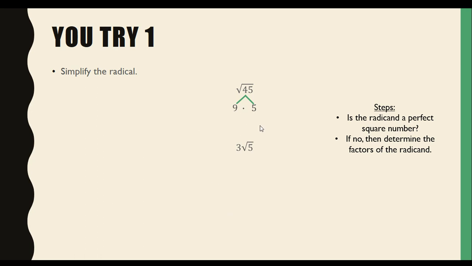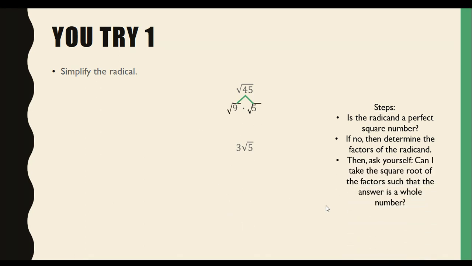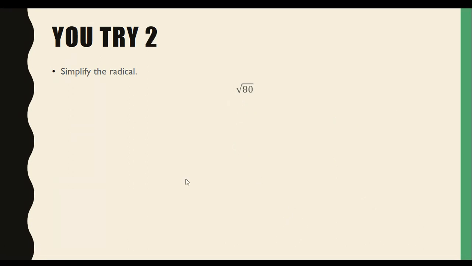So if I went with 9 and 5, I would take the square root of these. Are those answers whole numbers? Well, yeah, the square root of 9 is 3, but 5, this radicand is prime, so I'm going to leave it alone. Okay? How'd it go? Did you do a good job? Were you close? Let's go over one more example.